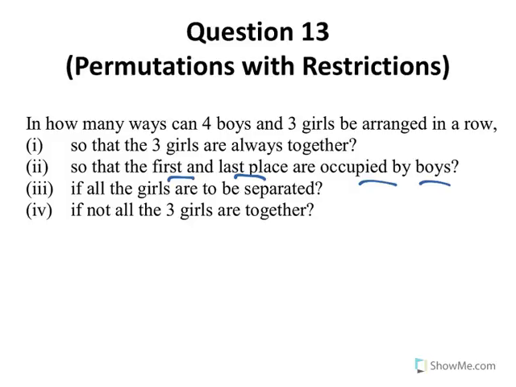I go to the first slot. How many boys can I put? How many choices? 4, I put 1. I go to the last slot. How many choices? 3. So you see 4 times 3. Can you see? You are always using the slotting method.